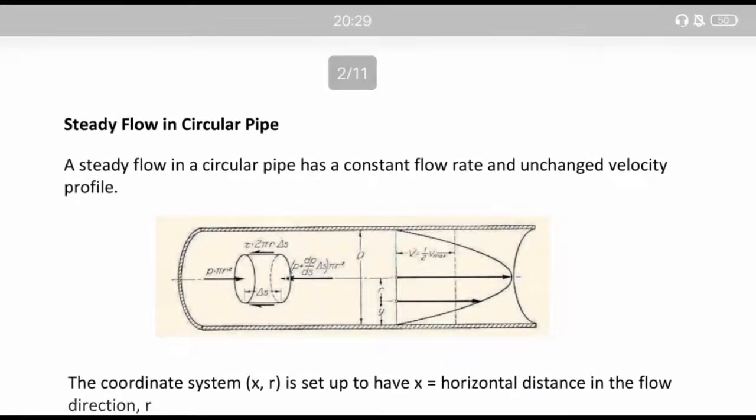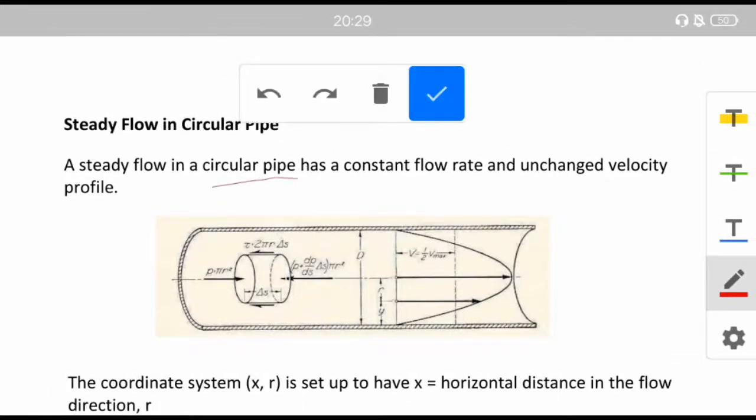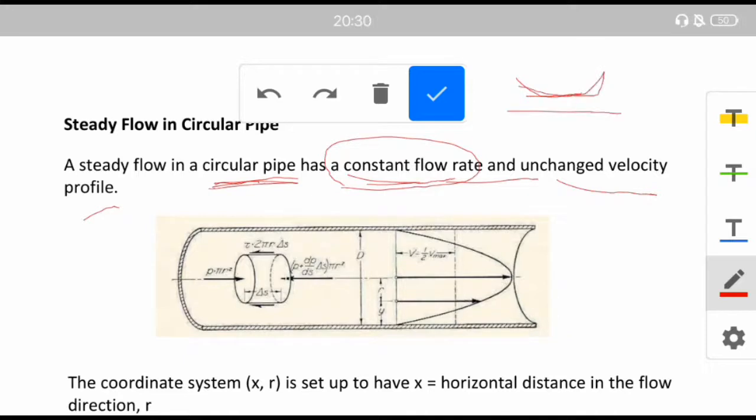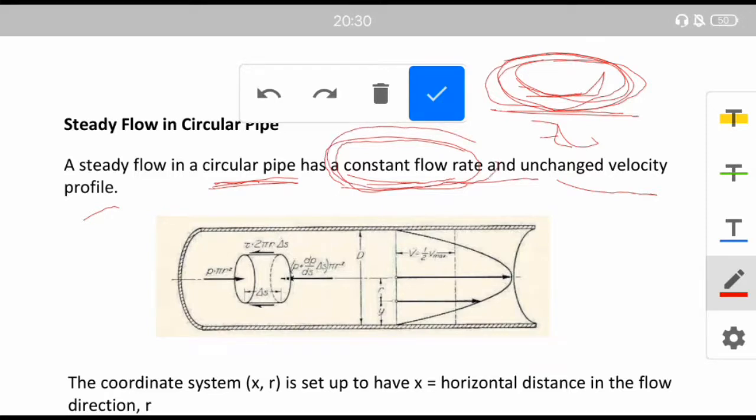Steady flow in a circular pipe. The steady flow in a circular pipe has a constant flow rate and unchanged velocity profile. In a circular pipe, we expect the flow rate to be constant, that is, the fluid travels equal distances in equal intervals of time, with equal volume of fluid per equal amount of time giving a constant flow rate, and the velocity profile will also be unchanged. The velocity will also be constant.